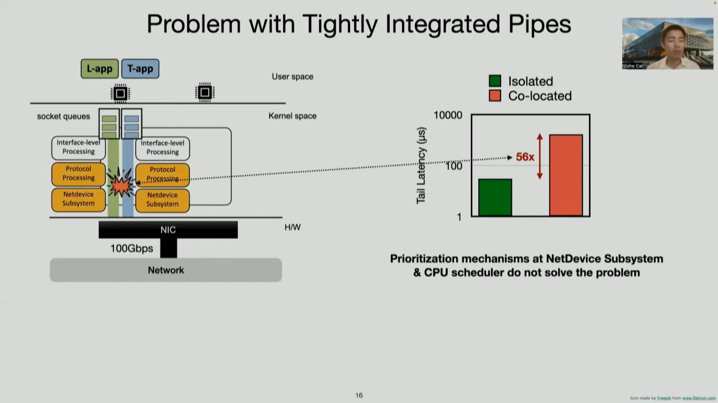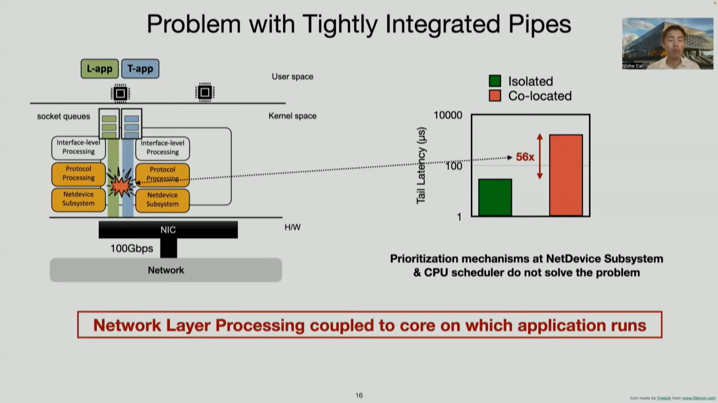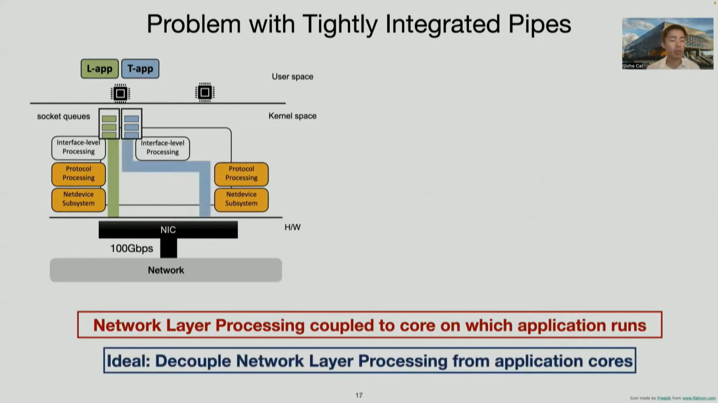This happens because the network layer processing for a given pipe is coupled to the application core. Here, since the applications are running on the same core, the network layer processing for both applications is also performed on the same core. As a result, processing for the L app can get blocked behind processing for the T app, hence causing latency inflation. Our ideal network stack should decouple network layer processing from application cores and be able to separate processing of L app from that of T app if sufficient host resources are available.